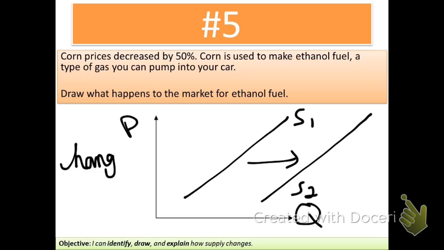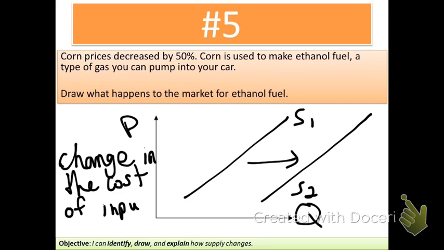a change in the cost of inputs. Corn is an input, also known as a resource or a factor of production that we use to make fuel. And if the price goes down, it's cheaper, so we can make more. That's number 5.